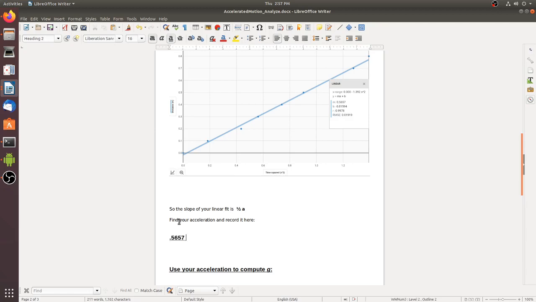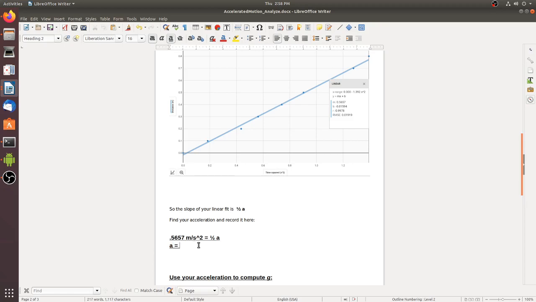So this 0.5657 meters per second squared equals 1/2 a. To solve that for a, that's simple enough. I just multiply both sides by 2. So my acceleration, I want that to be a small a, would come out to be twice that.